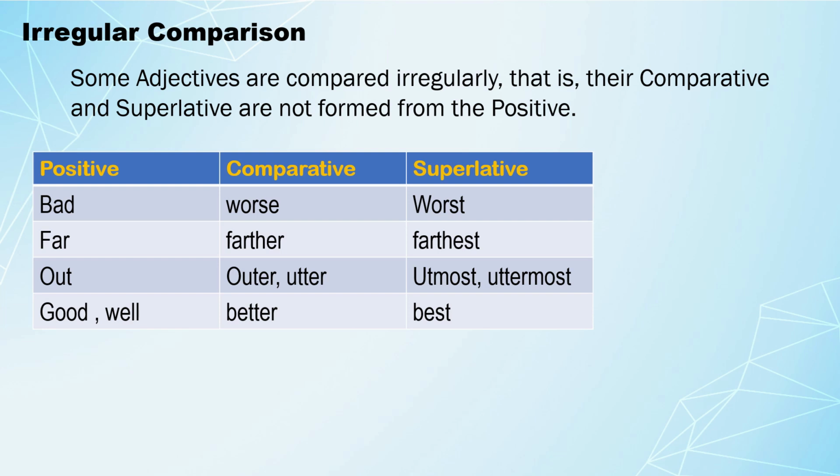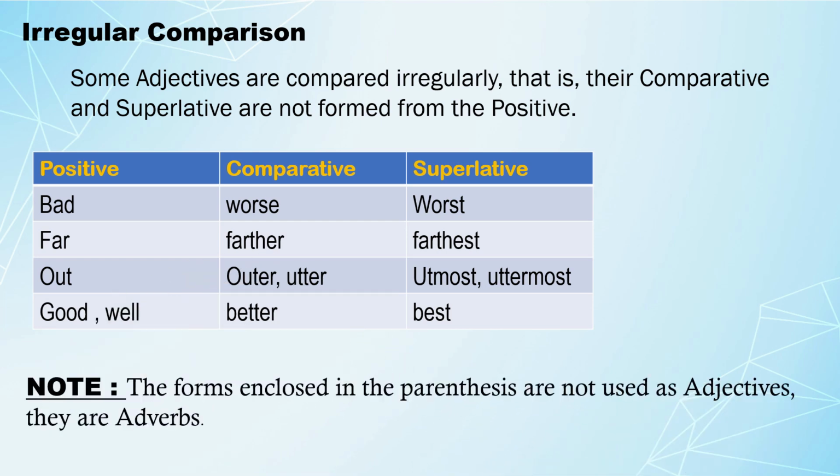Out for positive, outer or utter for comparative, and utmost or uttermost for superlative. So it is not formed from the positive. Good, better, best. Note, the forms enclosed in the parentheses are not used as adjectives, they are adverbs.